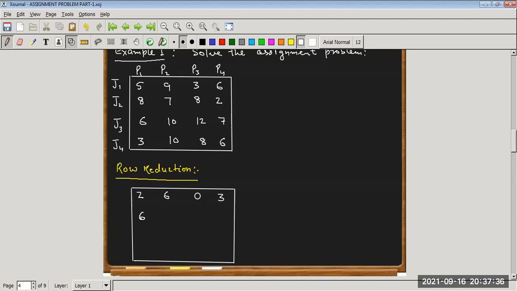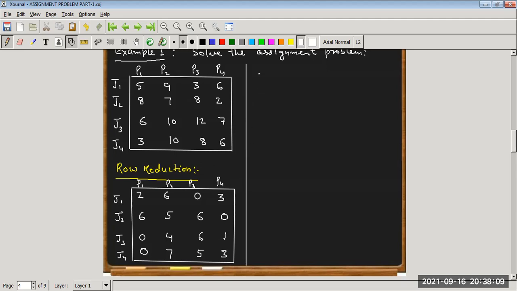8 minus 2 is 6. 7 minus 2 is 5. 8 minus 2 is 6. 2 minus 2 is 0. Now third row में 6 is minimum. So 0, 4, 6, 1. Now fourth row में 3 is minimum. So 0, 7, 5, 3. So this is J1, J2, J3, J4. This is P1, P2, P3, P4. Now after that, what we do? We do column reduction.